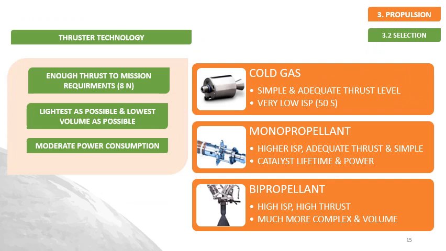The next step is to select which technology better adapts to the mission requirements. Although the cold gas and the propellant systems are chemical propulsion, they do not fit well. The best option is to use monopropellant thrusters, which have an adequate thrust range and specific impulse, and do not have an excessive volume and mass.